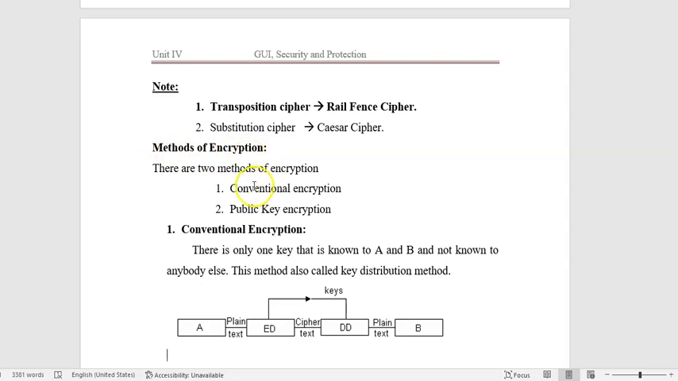Next we are going to see the methods of encryption. There are two methods of encryption. One is conventional encryption, the other one is public key encryption. What is the meaning of conventional encryption?